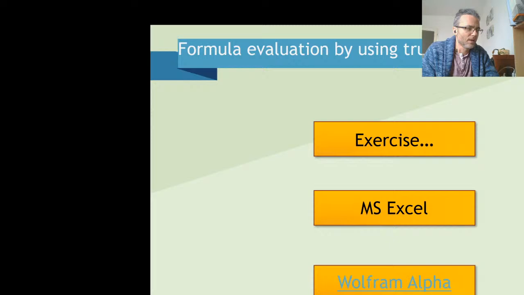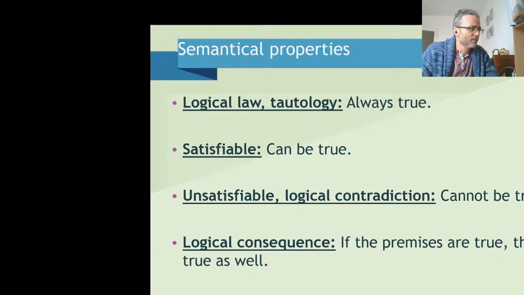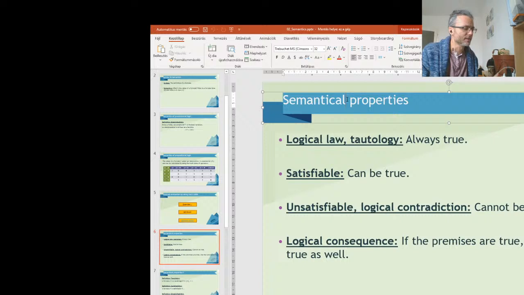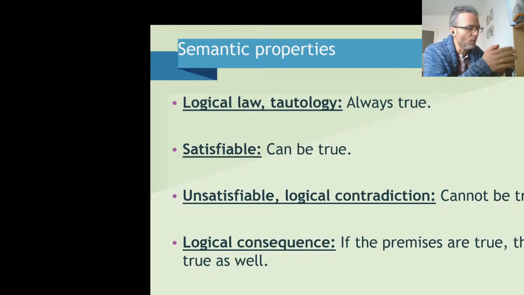So these are the most important semantic properties we learn about. First of all, when you have a formula, the first question you can ask is whether the formula is always true, because if it's always true, then it's a pretty interesting formula, because this means that the formula always holds regardless of the context.